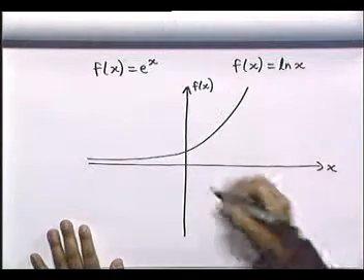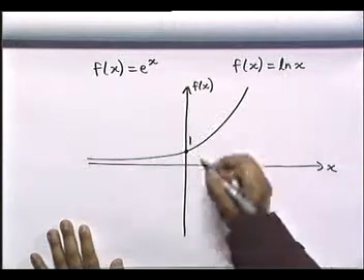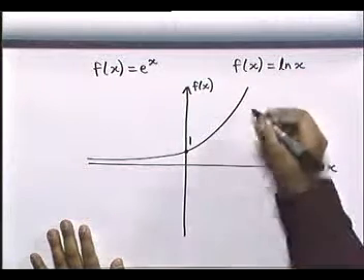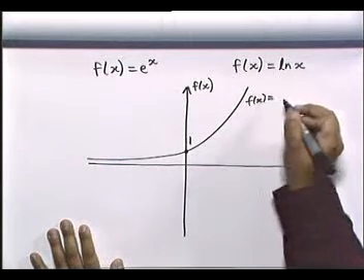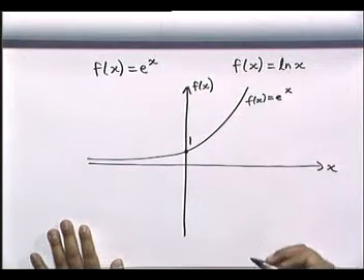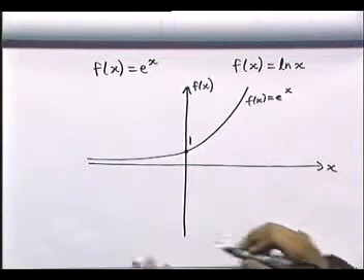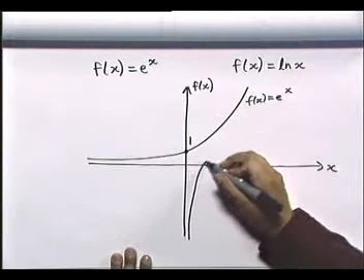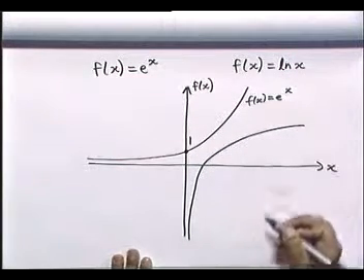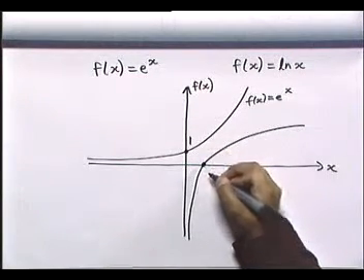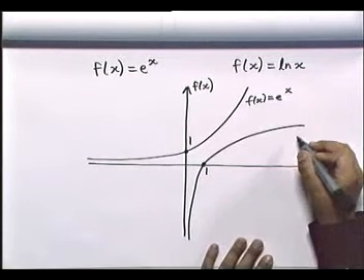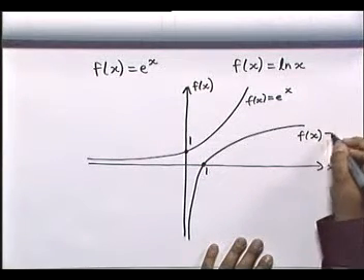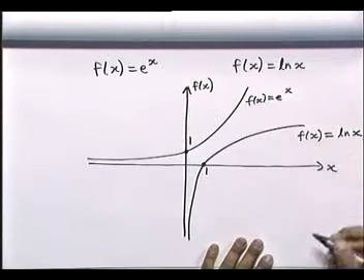Run along like this, going through this important point 1 on the f of x axis. Because f of x equals e to the x. And f of x equals a natural log of x came from here and ran along something like this. Once again, going through that important point 1 on the x-axis. F of x equals a natural log of x. Now, is there a link?